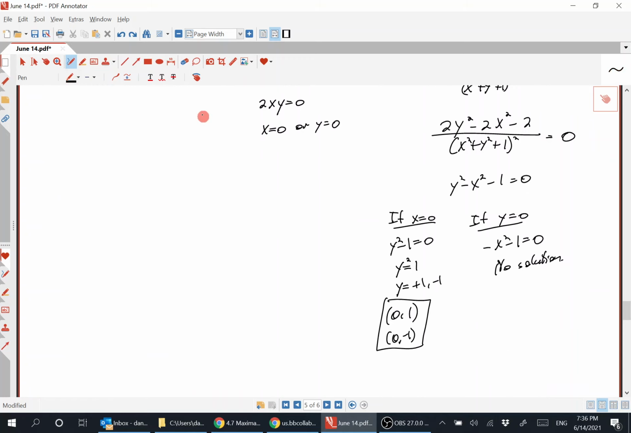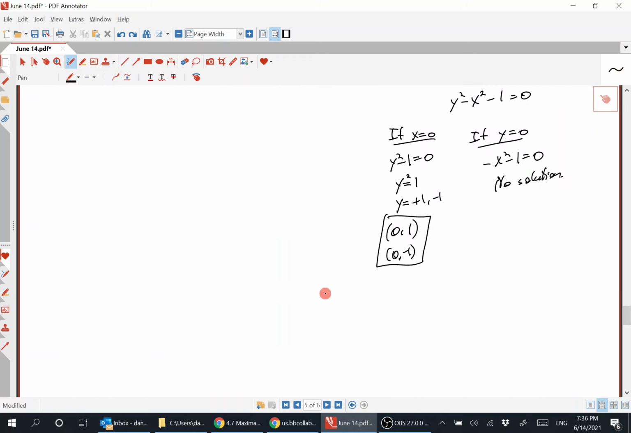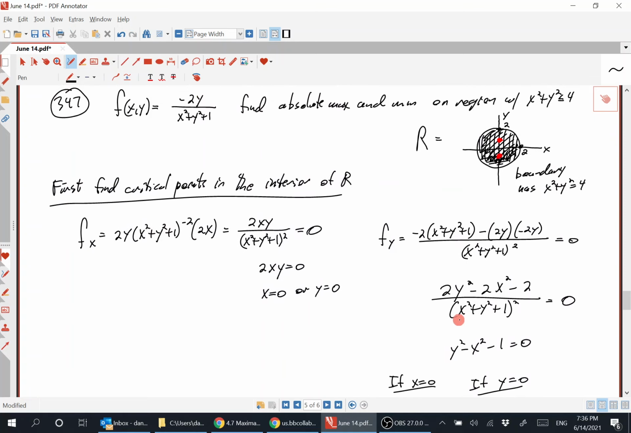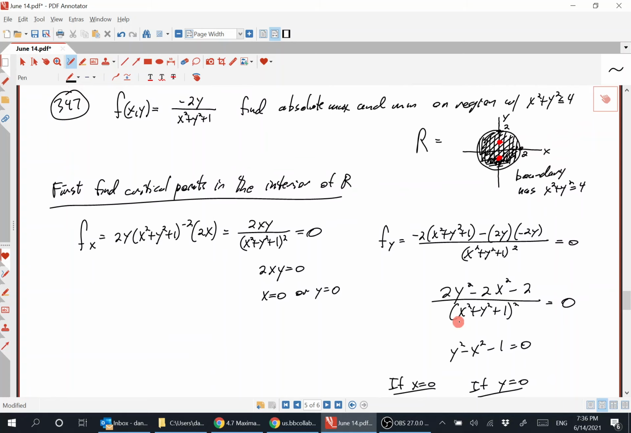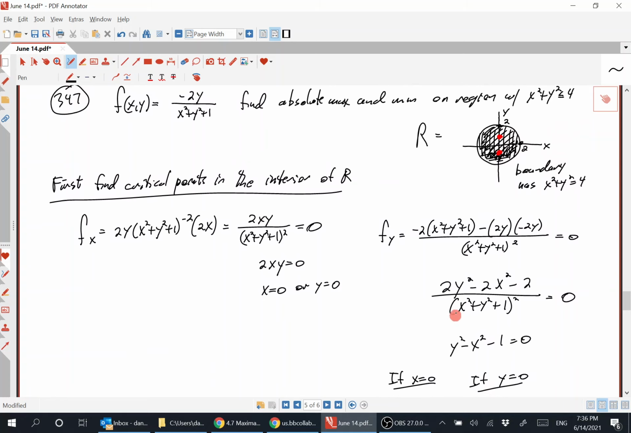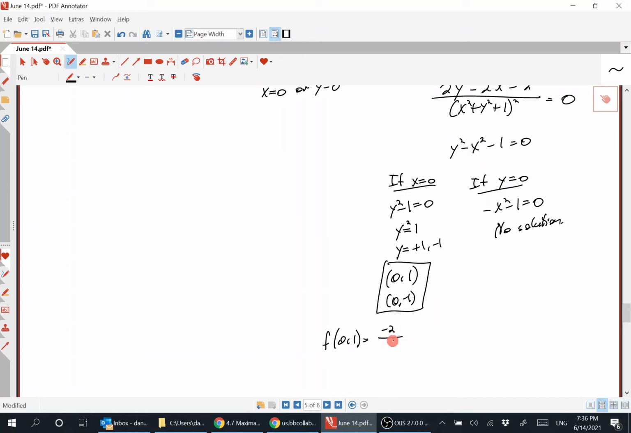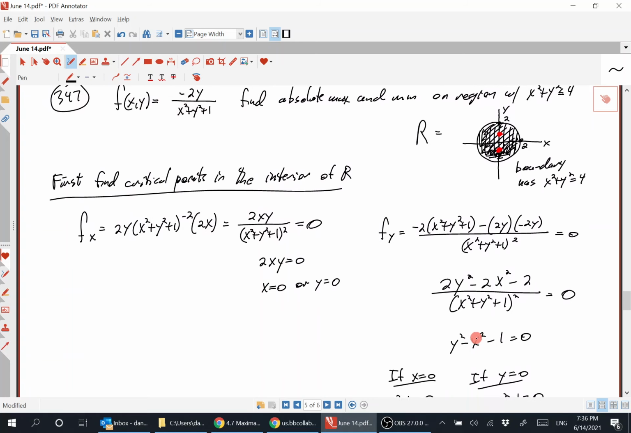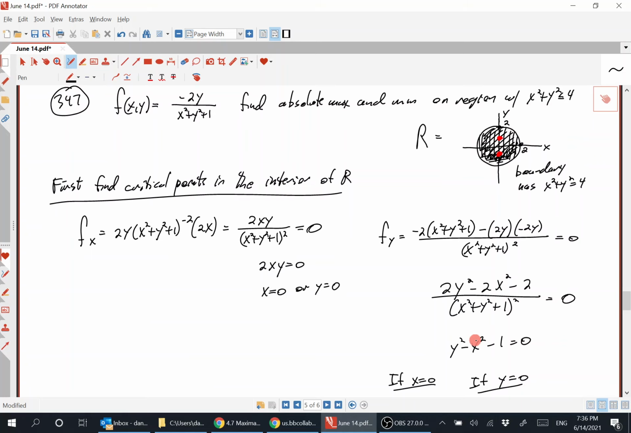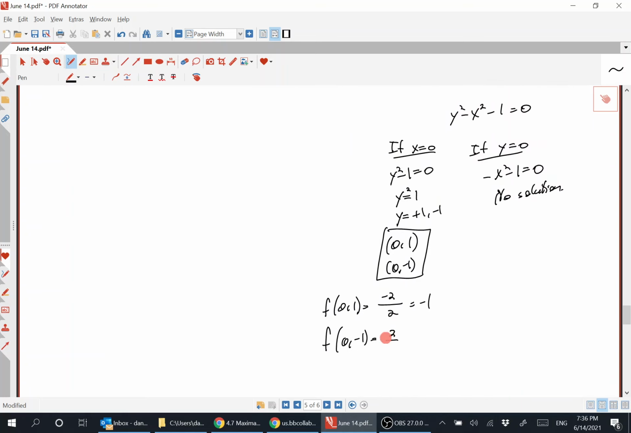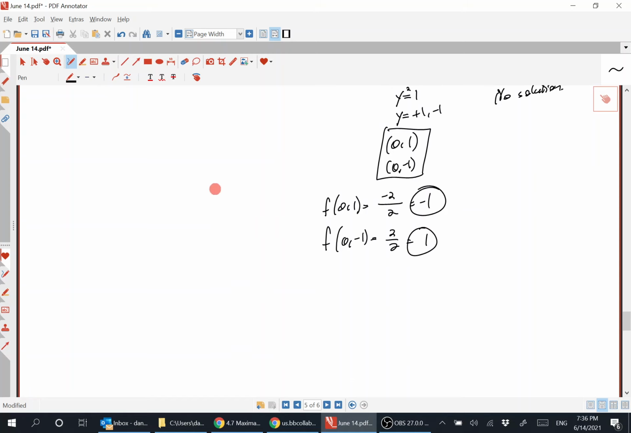So now just test the function. f of (0, 1), so x is 0, y is 1, and you get minus 2 over 2, so minus 1. And f of (0, minus 1) is positive 2 over 2, so positive 1. So we have two values so far. Now check the boundary.